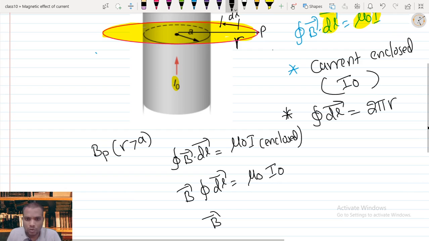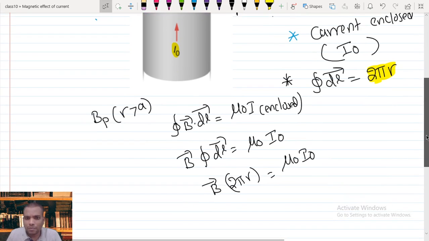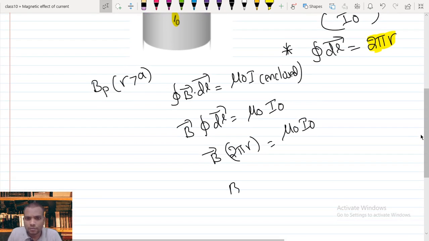And B bar times the closed integral dl bar. So that is a circle of circumference 2 pi r. So we got B bar times 2 pi r, which equals mu naught times I naught. Now we got the magnitude of the magnetic field B bar.